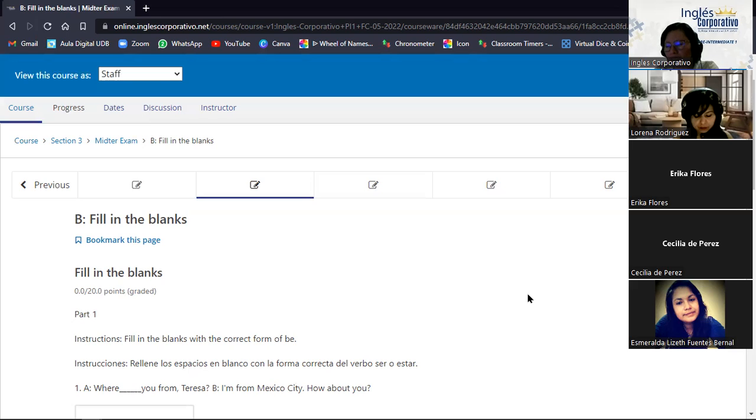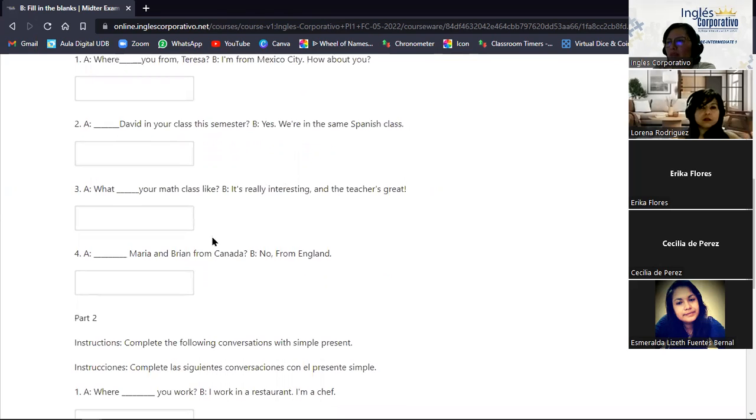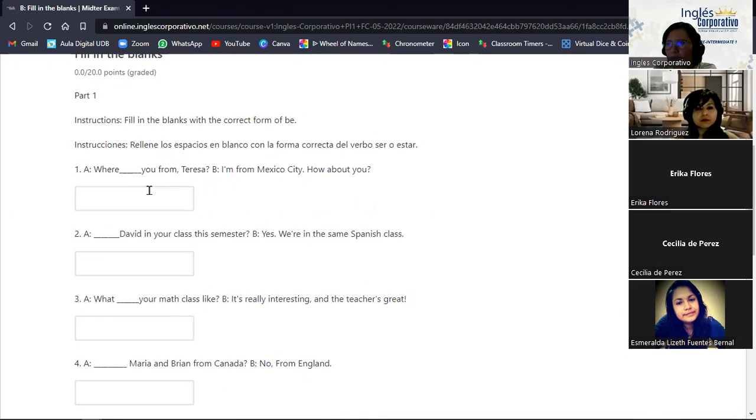So, in letter B, porque ya los exámenes van with letters, right? In letter B, it says fill in the blanks. What you're going to do, guys, is to read. It says instructions, fill in the blanks with the correct form of be. Remember that that was our first topic, ese fue nuestro primer tema, present simple of verb be, right? So in this case, you have to read carefully. ¿Cómo voy a hacer para que las respuestas me las tome correctas?